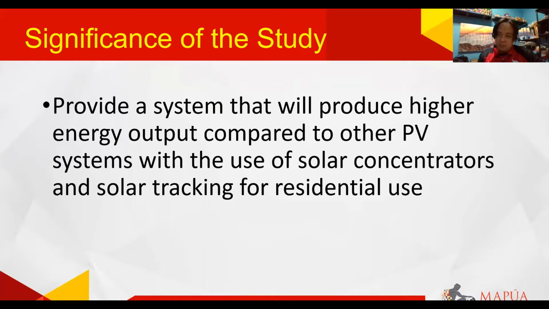The significance of the study is we can provide an alternative way to produce higher energy outputs compared to an ordinary PV system. Now we have a solar tracker, plus from the solar tracker, we have a solar V-trough. So from that, we can expect that we can have a higher energy output.